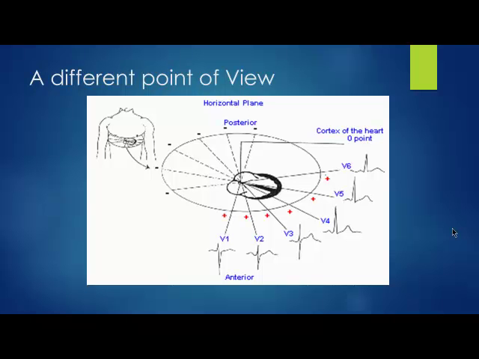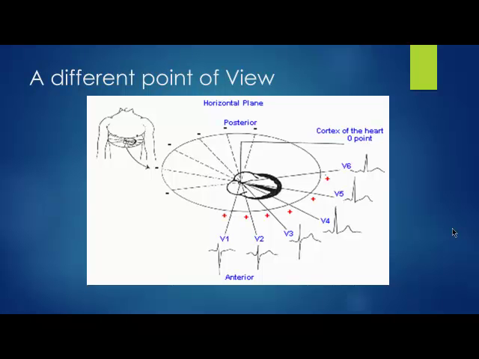Remember that your chest leads are unipolar, right? They all form a common negative, and then they view from the different aspects of the left ventricle for a normal 12 lead. V1, V2 is going to be what? Alright, V3, V4? V5, V6?